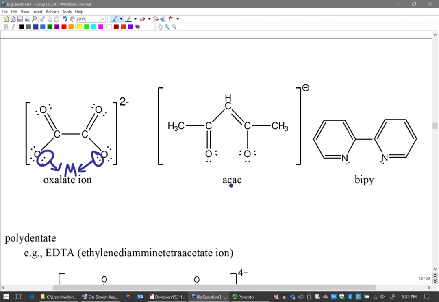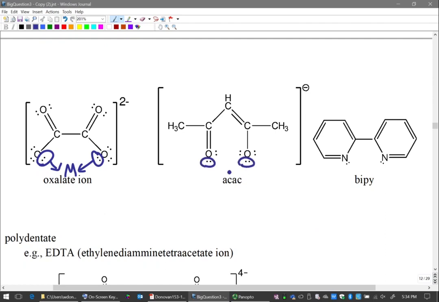ACAC is short for acetylacetonate ion. No wonder we say ACAC. And the other one, BIPI, is short for 2,2'-bipyridine. This is one of these crazy names that has numbers and punctuation as part of the name. So BIPI is a lot easier than going through all that. So no wonder we say ACAC and BIPI. You can teach your kid, teach your parrot to say these names, and it's very entertaining.